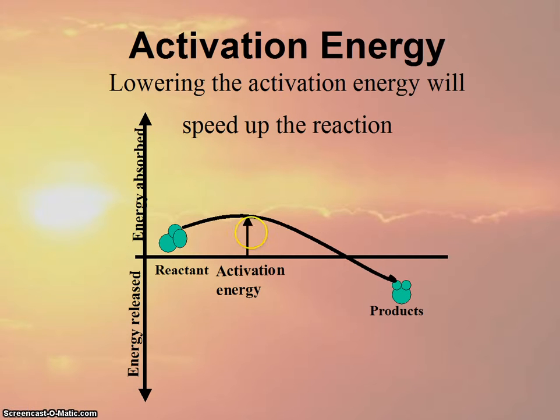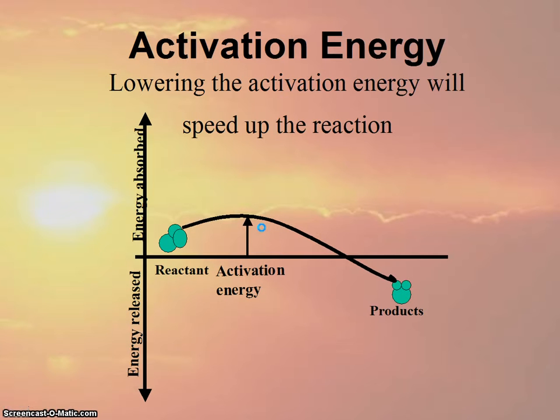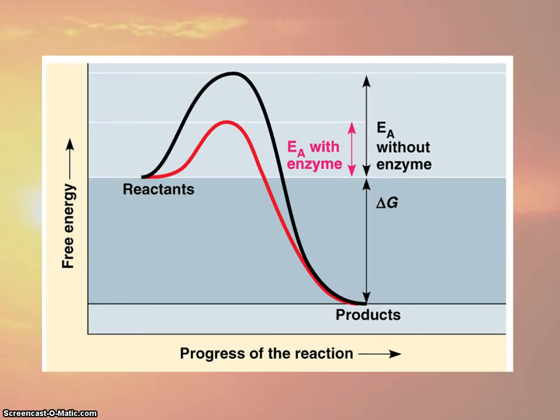We lower that activation energy, which means we make it take less energy to cause this reaction to occur. So if we can lower that activation energy, we have these reactants, and we can make it to where it takes less energy to make them react, so we get energy out of it a lot faster. We speed up the reaction if we can do that. Things that help lower activation energy for chemical reactions in our metabolism so we get energy quicker are called enzymes.